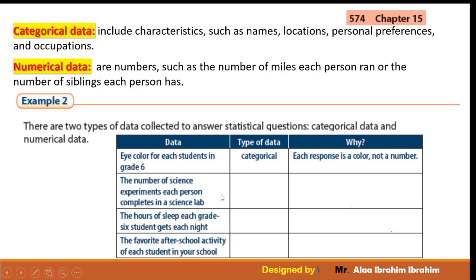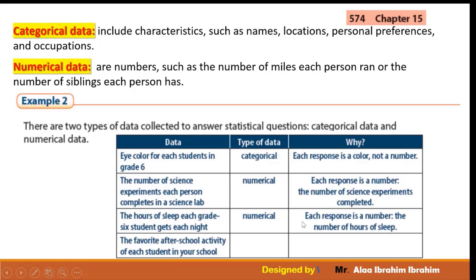Now let's go to another one, like the number of science experiments. You need the number of experiments completed, so this is a number, so this is numerical. Why? Because each response is a number, the number of science experiments completed. Next, the hours of sleep each grade 6 student gets each night. I'm dealing with a number, so this is numerical, because each response is a number.